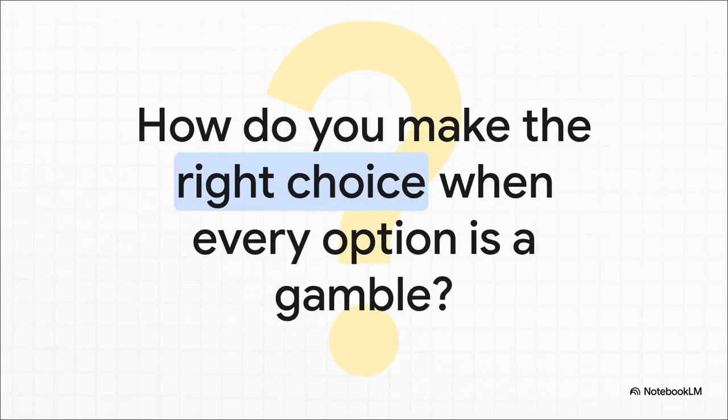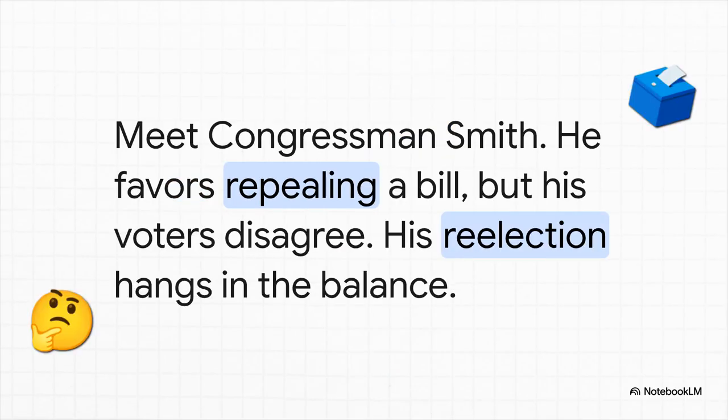But for the person we're talking about today, it's not just any choice. We're talking about a decision where their entire career is hanging in the balance. So, meet Congressman Smith. Here's his problem. He personally believes in repealing this big healthcare act. The thing is, a lot of his voters back home, they're totally against it. This sets up that classic conflict. Do you follow your conscience, or do you do what it takes for political survival? What's the really rational move here?